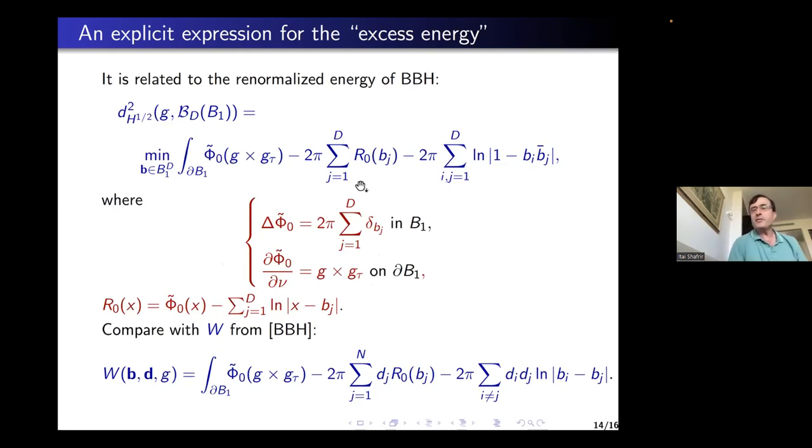So what is the main difference? The main difference is that in the BBH case, you have this term, and in our case, we have this term. While in the Ginzburg-Landau case with this term, you cannot have b_i equal to b_j because this makes it blow up, here nothing happens when b_i equals b_j. So this is an alternative way to see why in our case we may have the same singularities at the limit, while in the Ginzburg-Landau case we don't.